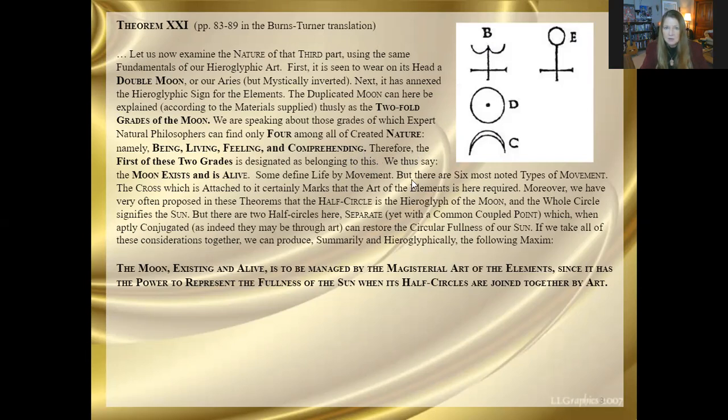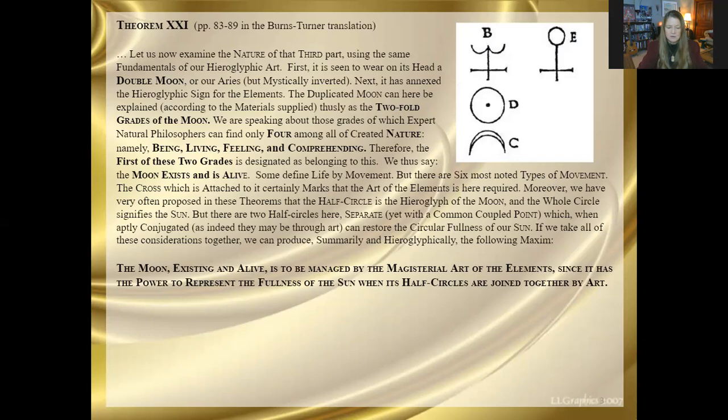This, as I've said before, is an unclear referent. It can refer to the twofold grades of the moon. It can refer to being, living, feeling, and comprehending. But it can also, and this is important, refer to created nature. What would created nature be in this default structure, which is that particular formation of the tree of life? Created nature is the fourth world.